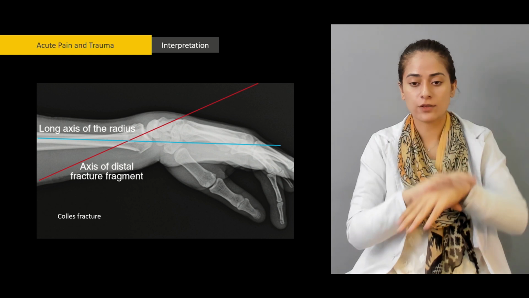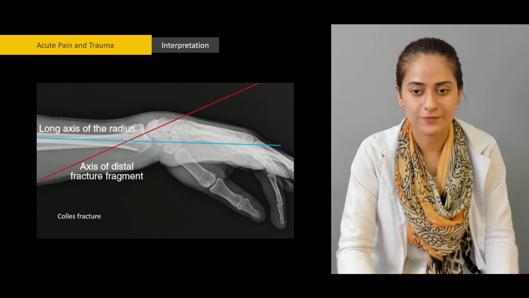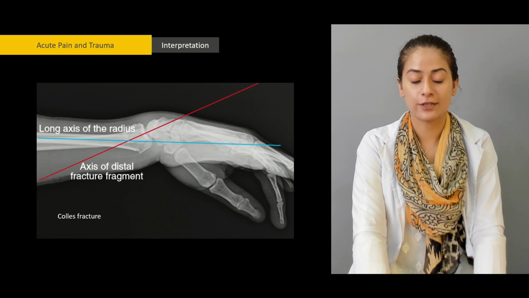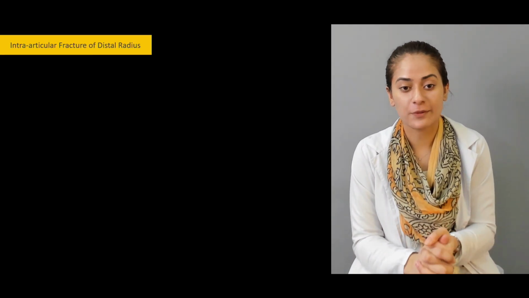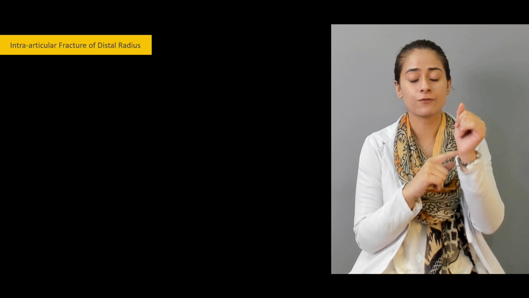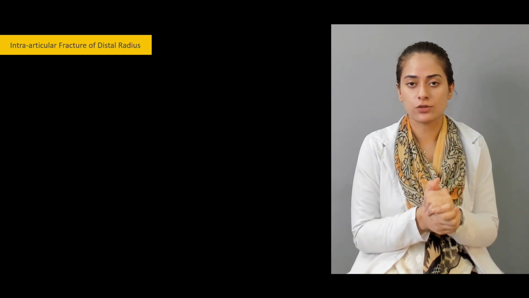So then my hand will look like a dinner fork if I had a Colles fracture. So that is all about Colles fracture. Now we're going to talk about intra-articular fractures of the distal radius. So Colles fracture is not an intra-articular fracture because it's the fracture of the neck of the distal radius.